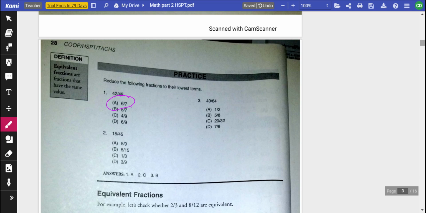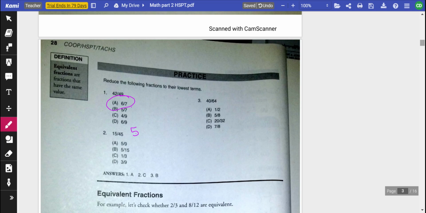If I look at my next one here, this one should be pretty straightforward. What is the GCF between 15 and 45? I would say it's 5 because 5 times 3 is 15 and 5 times 9 is 45. However, is there a better one to take out? There is a better one to take out.